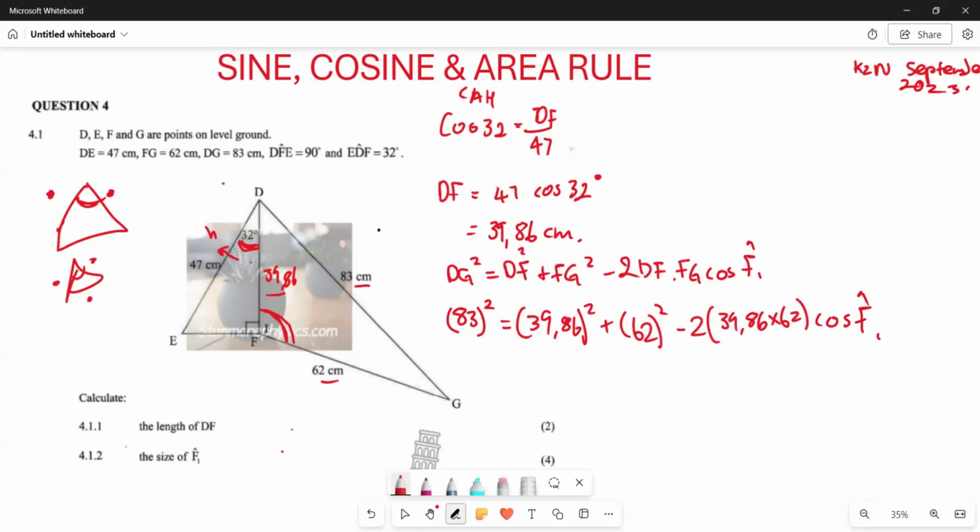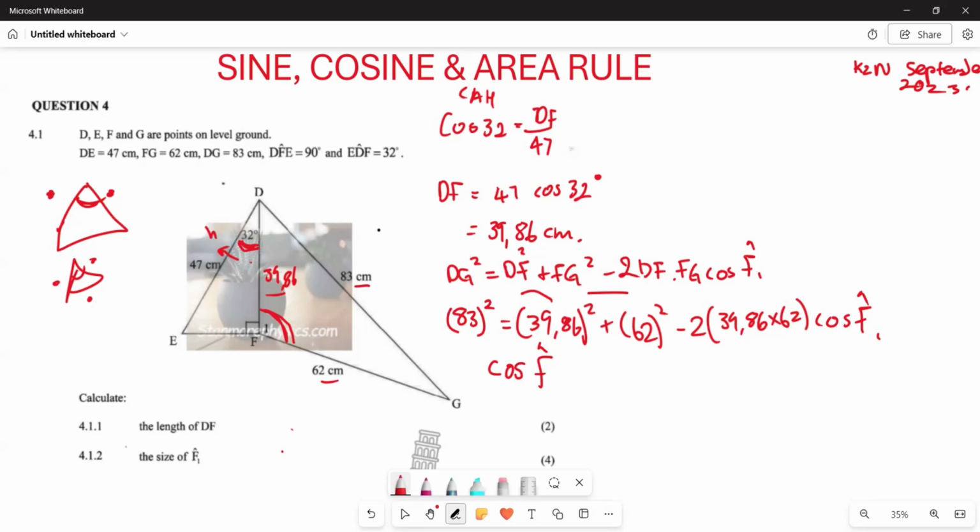Now what are you going to do to find your angle F1? Let's say you want to make cos of F1 the subject of the formula. You are obviously going to take these to the other side, right? So what is it that you are going to have here?